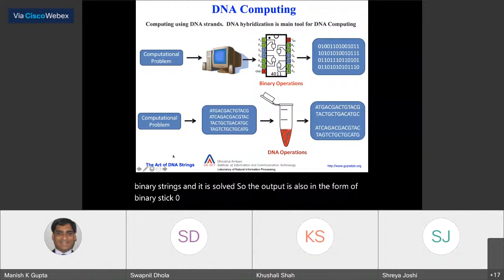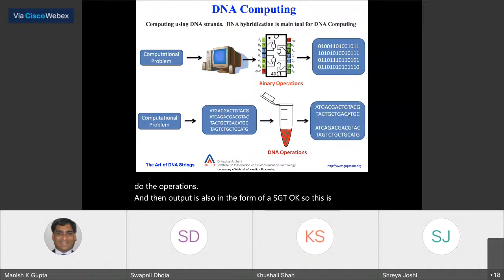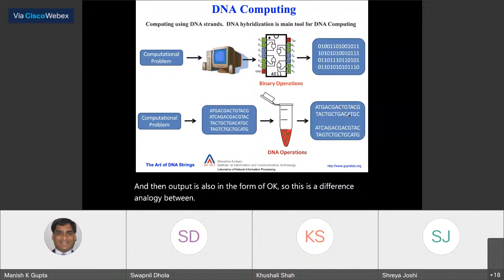In DNA computing, a computational problem is converted into a string of ACGT, and in the test tube, we do the operations, okay? And then the output is also in the form of ACGT, okay? So this is a difference, an analogy between a classical computer and a DNA computer.